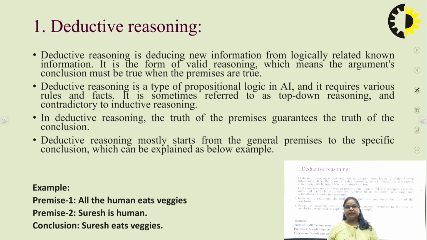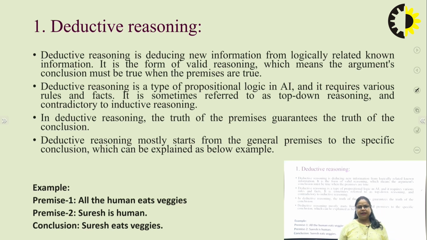When I'm using the word deductive, it means we have to deduce new information, in which we have to apply knowledge and use the existing information. So when I'm talking about deductive reasoning, it is a way of deducing new information from logically related known information, the information which we already know, and after getting that information, we come to a conclusion about what new information can be generated. Then we can say it is deductive reasoning.